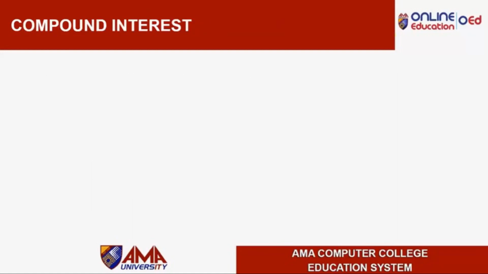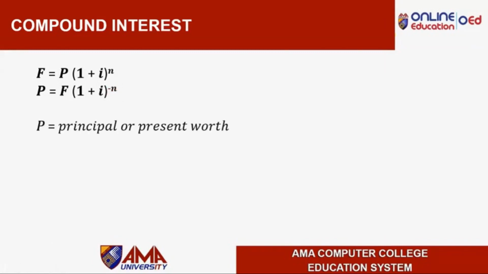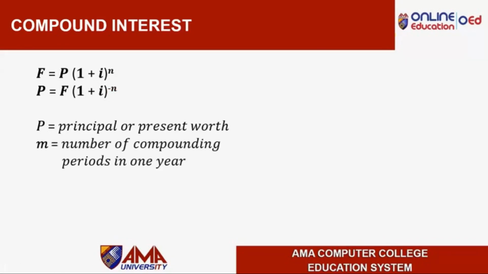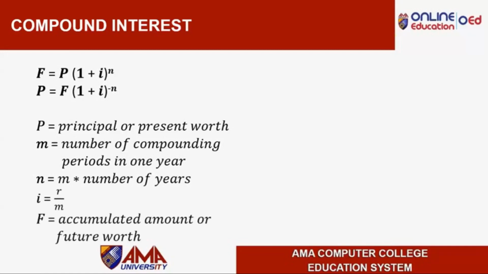Then we have the compound interest. Again, the formula is F equals P multiplied by (1 plus i) raised to N. So to get the P, it is equal to F multiplied by (1 plus i) raised to negative N. P is the principal or the present worth, m is the number of compounding periods in one year, N is equal to m multiplied by the number of years, and i is equal to r over m. Again, F is the accumulated amount or the future worth.